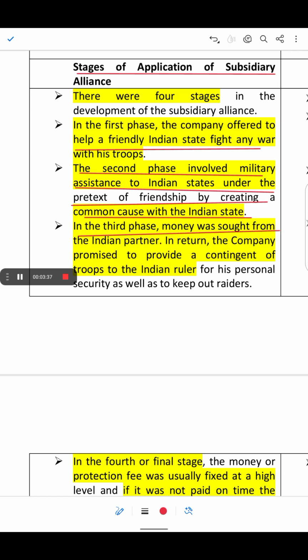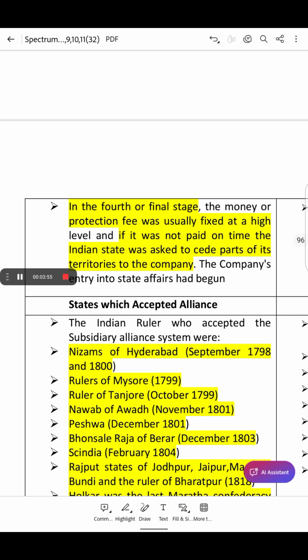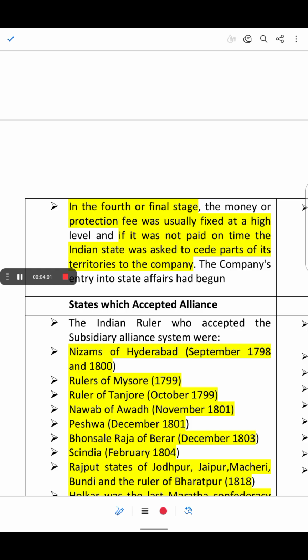And in the third phase, money was sought from the Indian partner. In return, the Company promised to provide a contingent of troops to the Indian ruler for his personal security as well as to keep out the raiders. And in the fourth or final stage, the money or protection fee was usually fixed at a high level, and if it was not paid on time, the Indian state was asked to cede part of its territories to the Company. The Company's entry into the state affairs had begun.